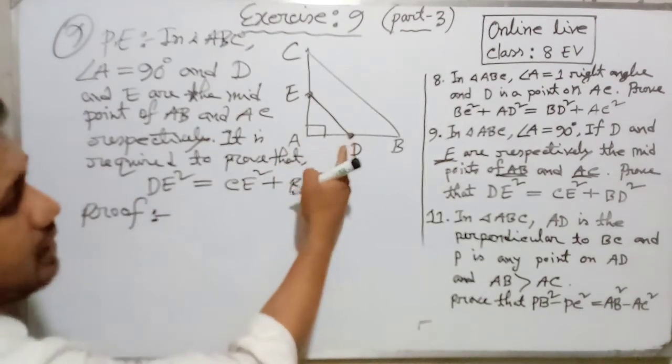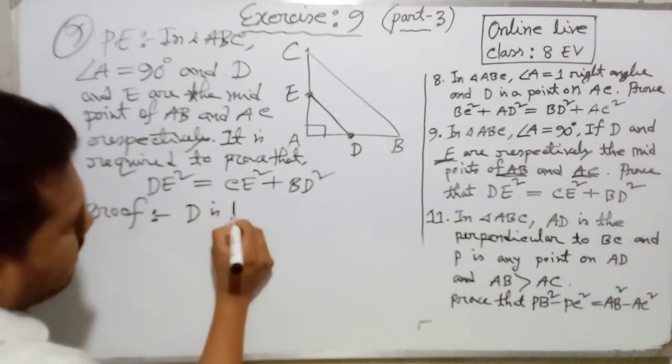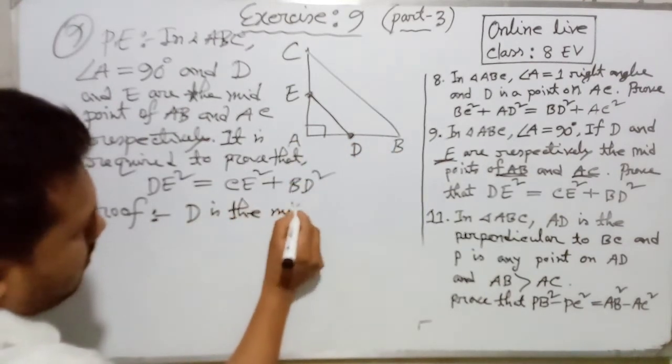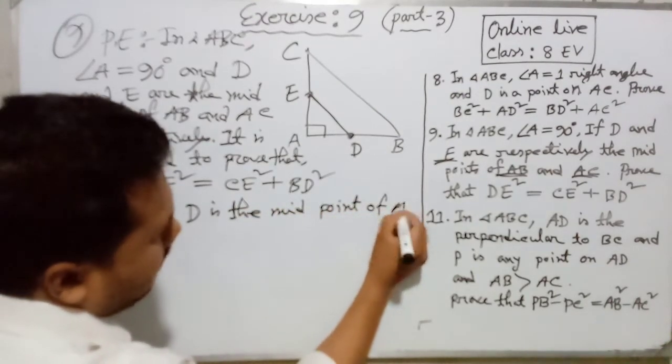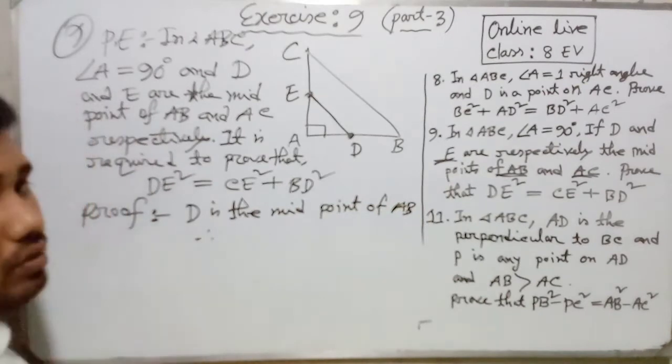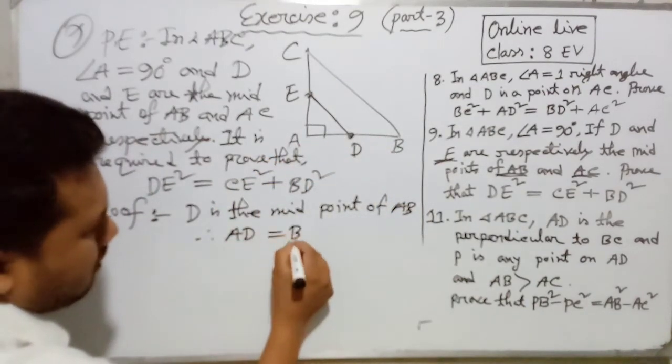Dear students, here D is the midpoint of AB. Therefore, we can write AD equal BD.